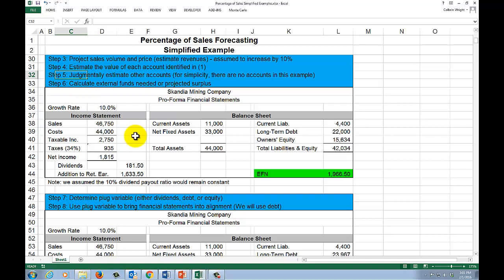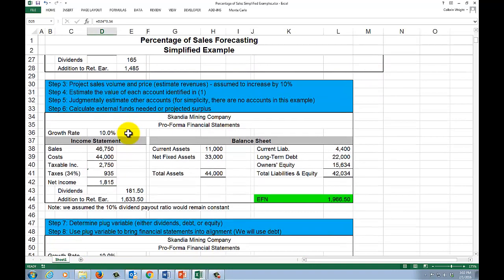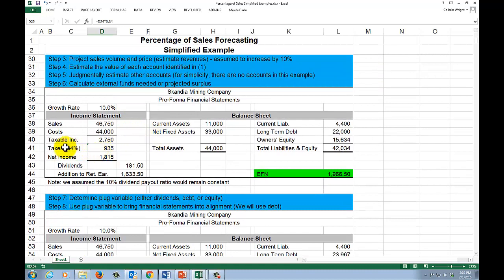Step 5 is to judgmentally estimate the other accounts. Well, for simplicity, there are really no other accounts for us to deal with. I mean, up here we said that long-term debt and owner's equity were not going to vary with sales, and we said that taxes were going to be 34% of net income. So those are really the only other accounts, but we're not judgmentally going to estimate those. All we're going to say is, okay, the tax rate's going to stay at 34%, and for now, let's just leave long-term debt even, and let's just add whatever the portion is of net income that's not going out in dividends. Let's add that to retained earnings.